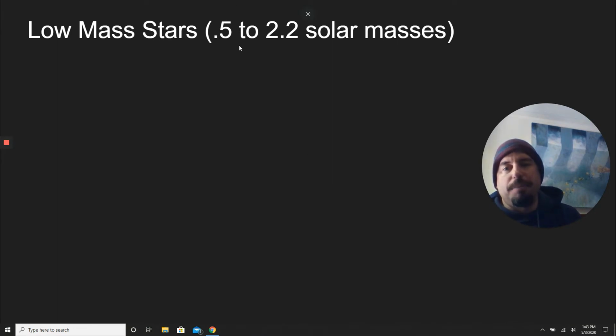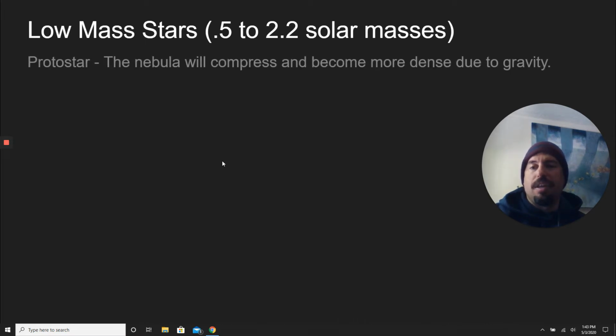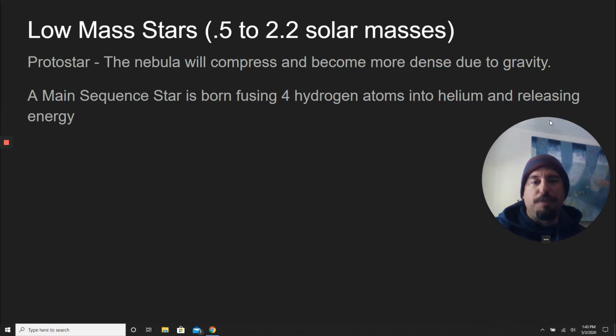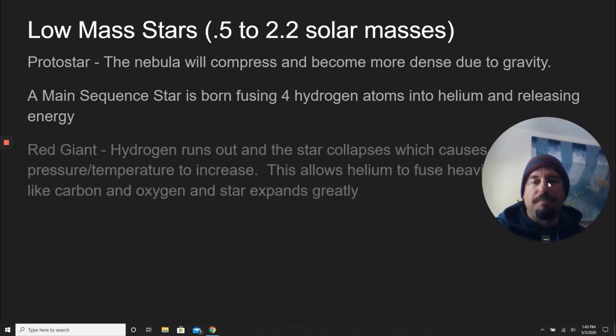So we already did less than half, which was the brown dwarf. So let's talk about between half of our sun's mass and 2.2 times our solar mass, or the sun's mass. So we said it starts as a nebula. The nebula collapses down to a protostar. Then we get a main sequence star. It fuses hydrogen into helium, releases energy.